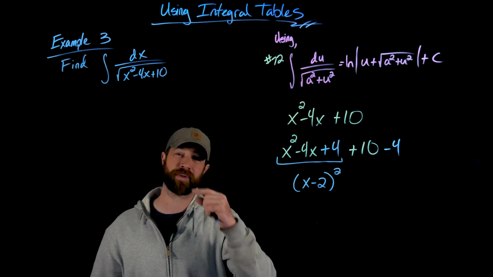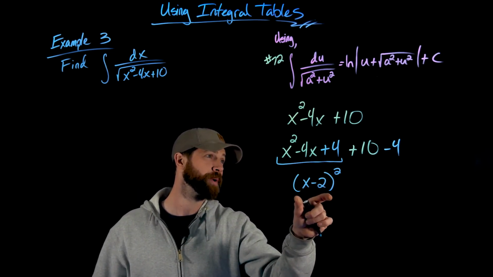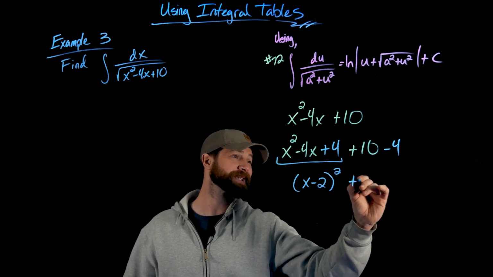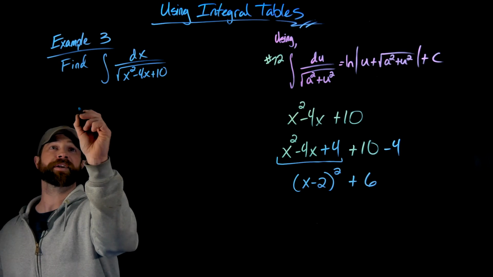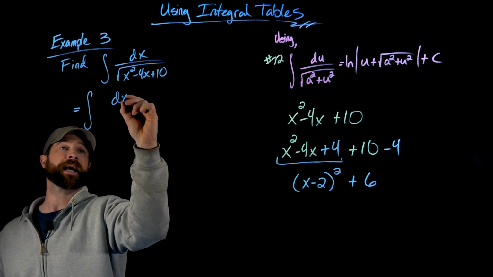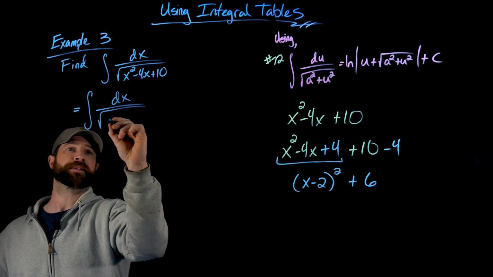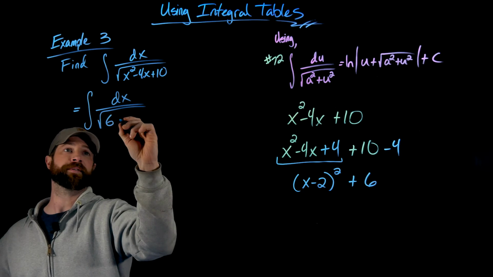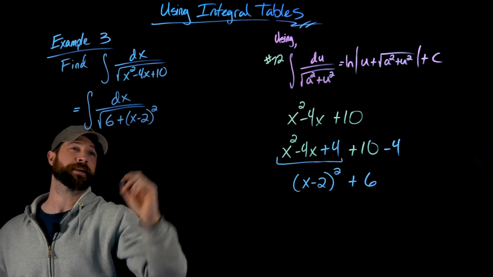And that's the big issue, the big deal for us that we're going to tackle here. But anyway, I completed the square there, and then I get this plus 6. So what that means is this right here inside the radical, I can now rewrite as dx over the square root of, and I'll write the 6 first just so it's in the form I have over there, 6 plus (x minus 2) squared.